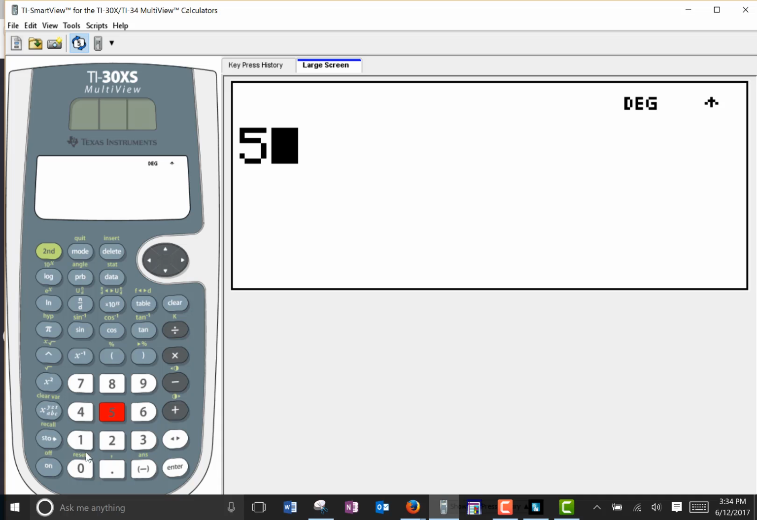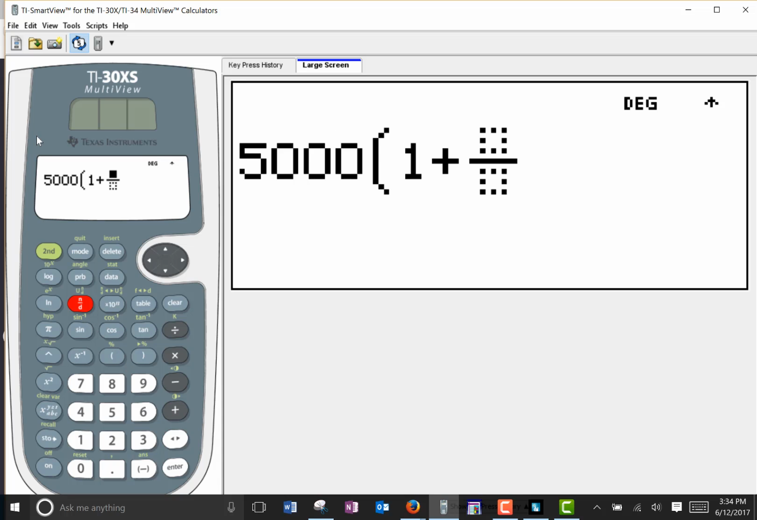Okay, so let's take that 5,000. So I'm going to punch in 5,000 parentheses 1 plus. Now this calculator actually does have a fraction option. So if we were going to put an interest rate of 5%, we would need to put 0.05. And on the bottom, we would need to put the compounding. So for quarterly, we would have a 4.